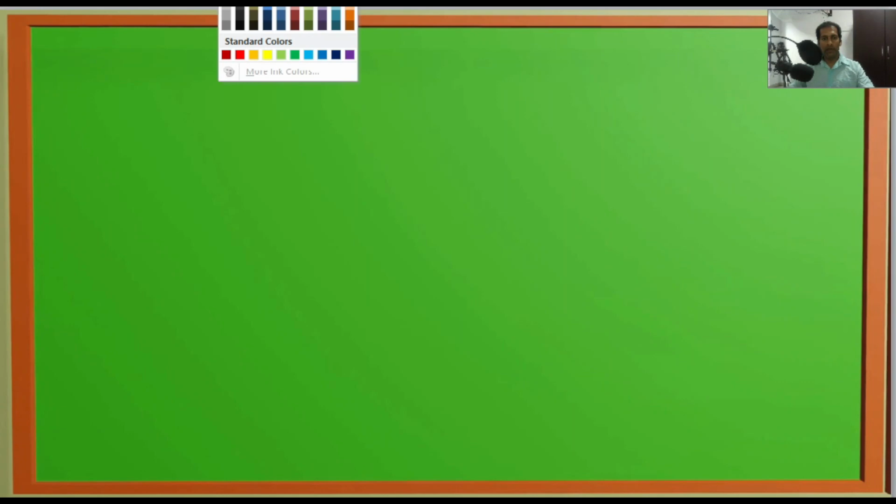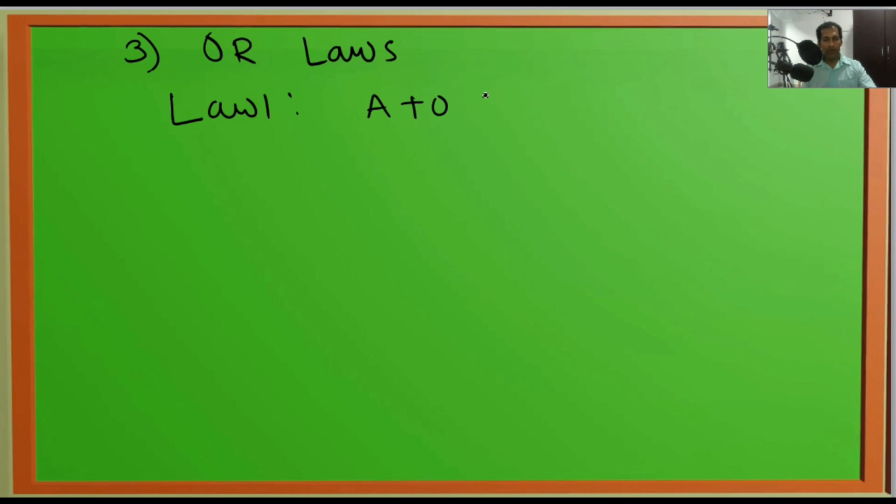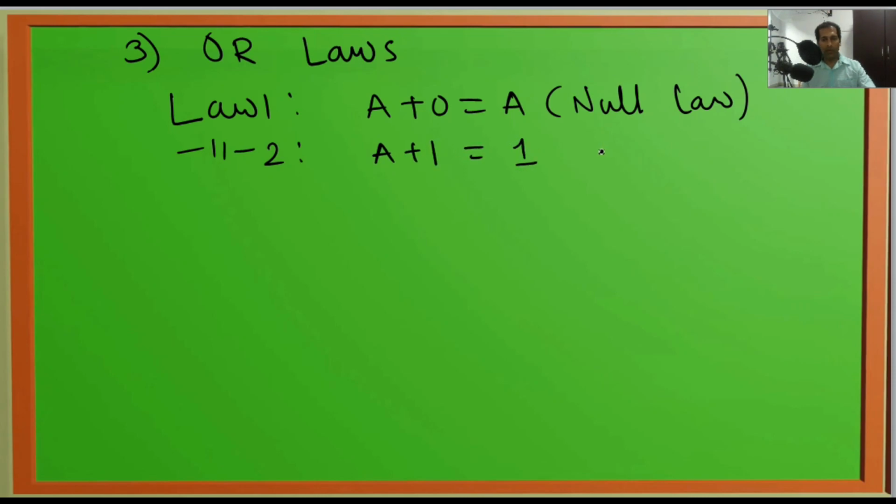Now in this session, we will see the next laws. So in sequence, the third one today is the OR laws. There are four laws. The first one, law 1, says A plus 0 is equal to A. This is called the null law. Then law 2 states that A plus 1 is always equal to 1. This is the identity.